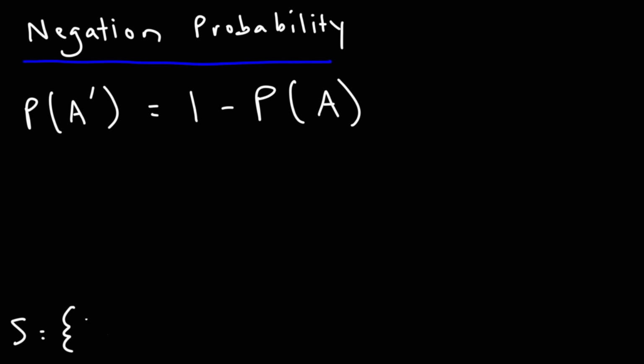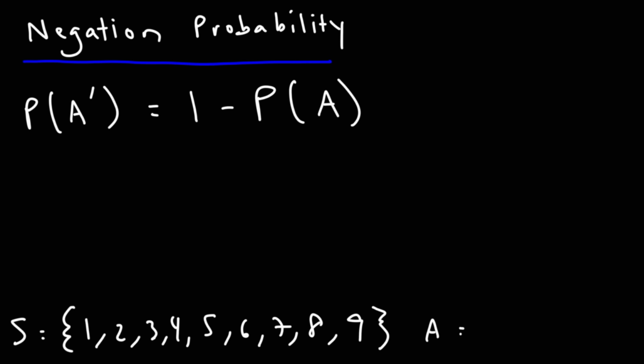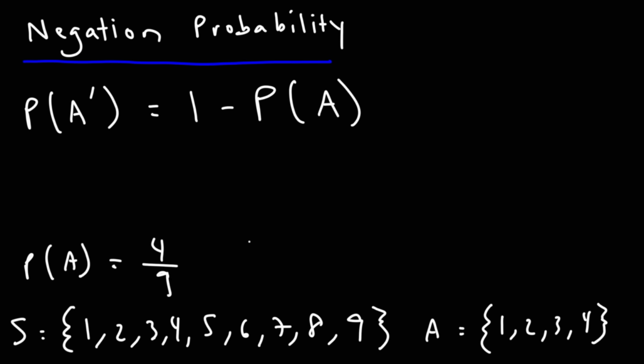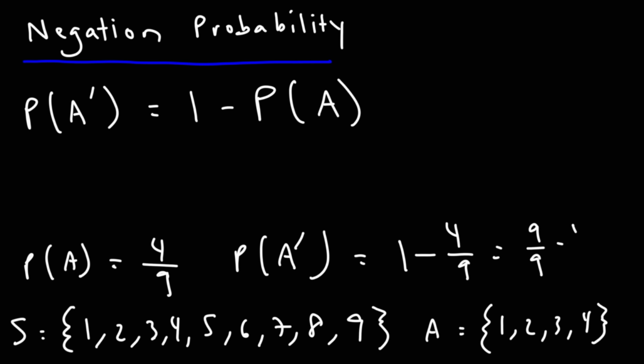So going back to our original problem where we had a sample space of 1 to 9, and event A had the first 4. The probability that event A will occur, we have 4 successful outcomes out of 9 possible outcomes, so it's 4 out of 9. The probability that A will not occur, in other words, the probability of the complement of A, is going to be 1 minus 4 over 9, which is 5 over 9. You can replace 1 with 9 over 9. So 9 over 9 minus 4 over 9 gives you 5 over 9.